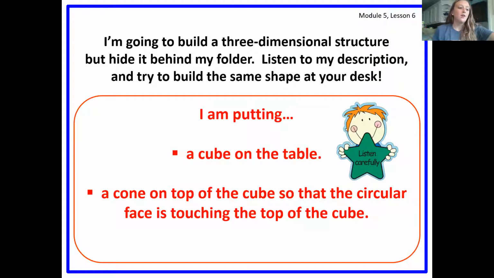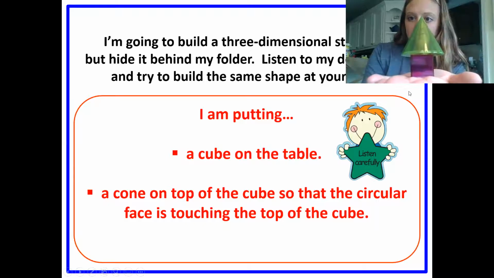So I'm putting a cube on the table, a cone on top of the cube so that the circular face is touching the top of the cube. I want you to think about it and think if you have created it. And I'll show you what I did. So this is what it should have looked like. My cube was on my table, and my cone is on top of it with the circular face on top of it. Okay?